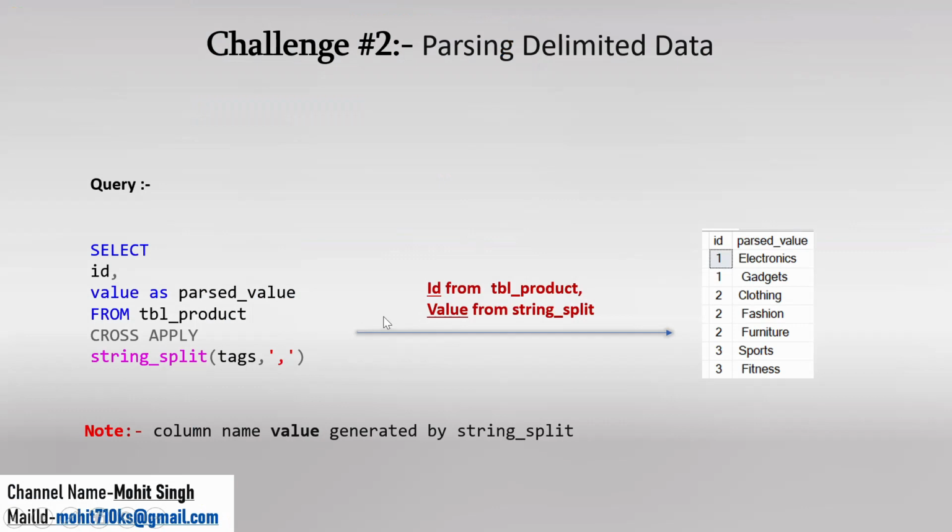So here few points we need to keep in mind. First is ID we are getting from TVL product, and the value column we are getting from string split, because it will return a table with a column name as value. Okay, and this is the exact thing what we have mentioned in note. Column name value generated by string split.